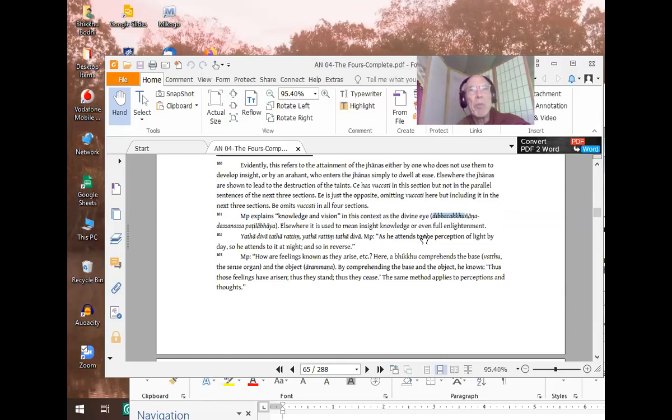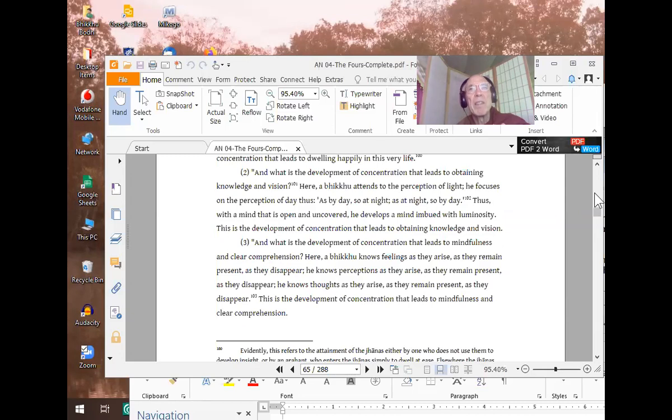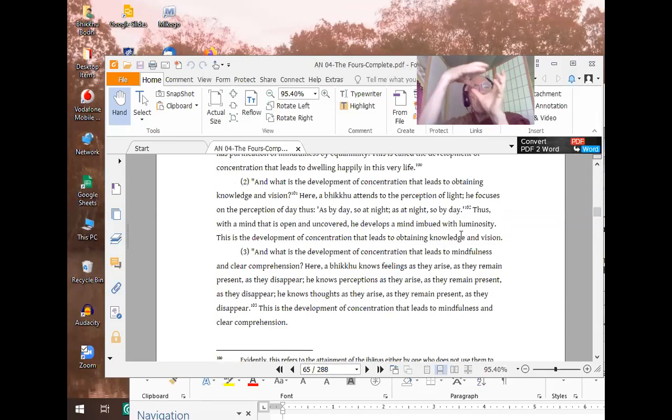And the commentary says, as one attends to the perception of light during the daytime, so one attends to it at night, and so in reverse. So if you use the image of the sun to get your perception of light, then at nighttime you can still bring to your field of vision the image of the sun. If you use the disk of the full moon to get your perception of light, then during the day, you can still focus upon the image, the light of the full moon.